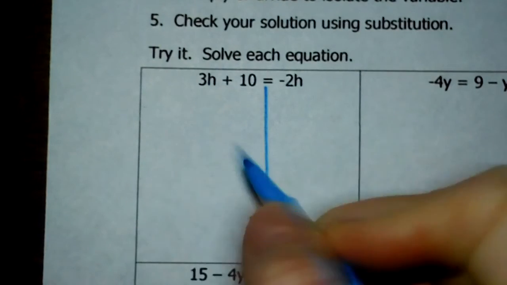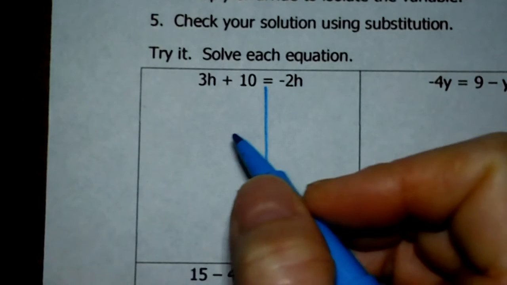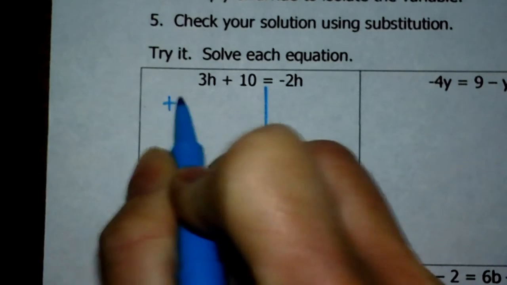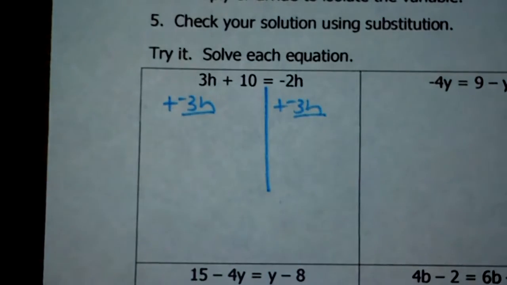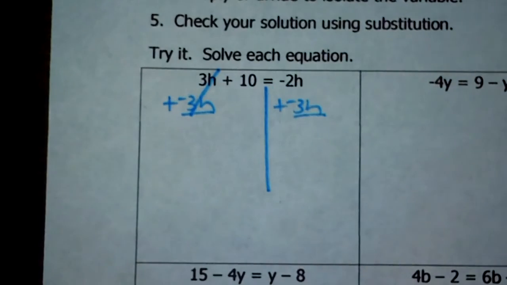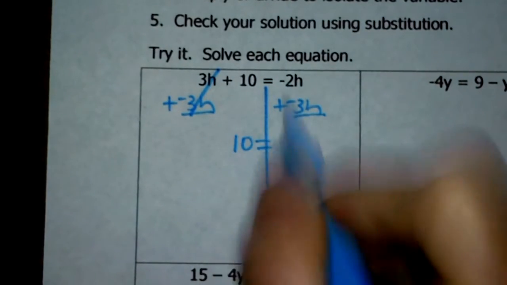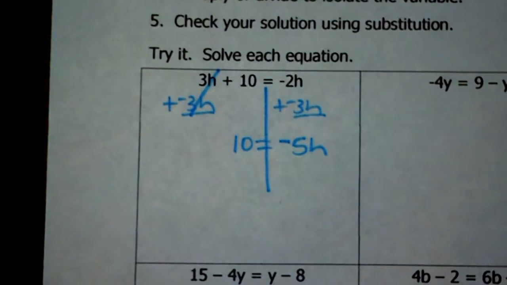And to get rid of the 3h, you don't divide by 3. That's how you would get h by itself. When you want to completely cancel out 3h, we need to add the opposite of it. And whenever you do to one side, you have to do to the other. So 3h plus negative 3h is 0. 0 plus 10 is 10. And negative 2h plus negative 3h is negative 5h. So right now, nope, we're not done, but we do have a nice little 1-step instead.